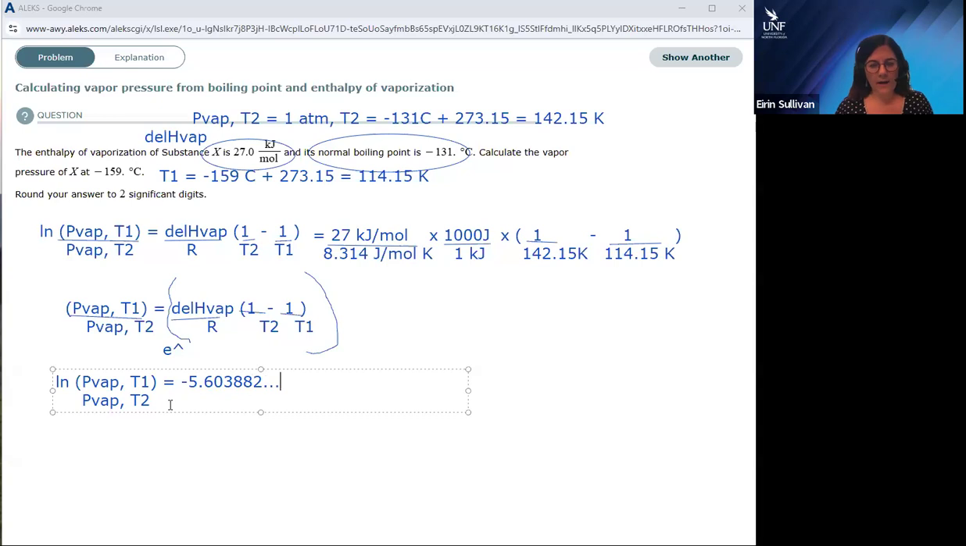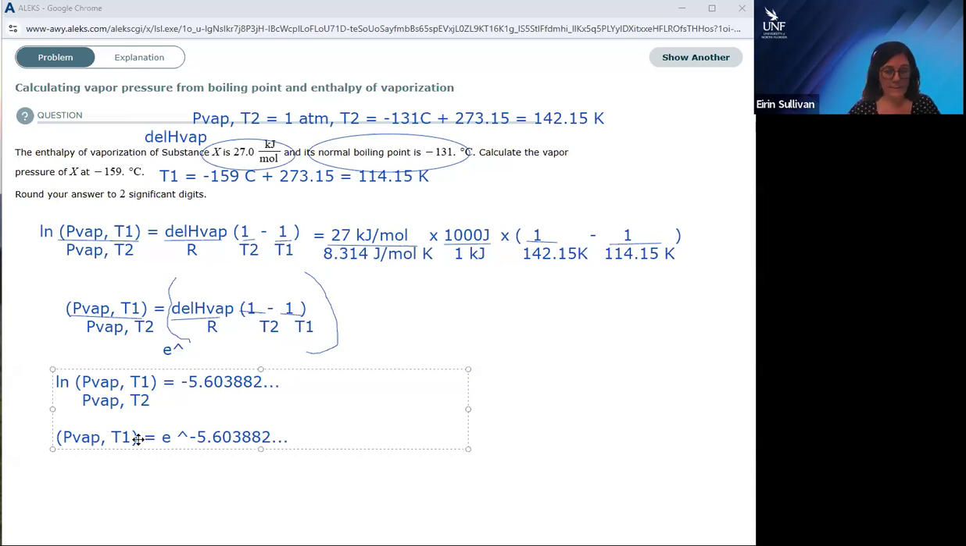So if I do natural log of both sides now, what I will end up with is just pvap of T1 over pvap of T2. And we actually know what that is, right? That's 1 atmosphere. Minus 5.603882, blah, blah, blah. So we can multiply both sides by pvap of T2 to get it off the bottom there, okay?